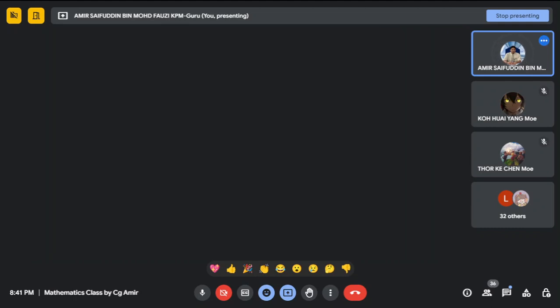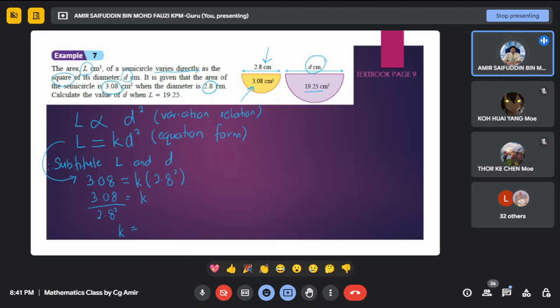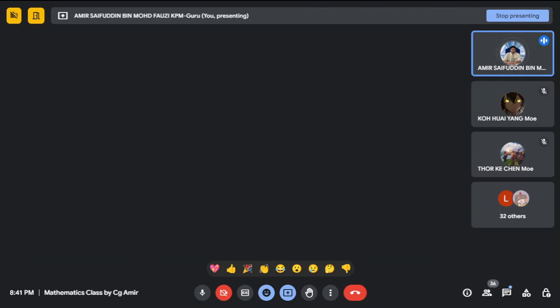The value for K here is 11 over 28. So we have the answer 11 over 28. Between the decimal or fraction, I prefer you use the fraction as the answer. So the value for K now is 11 over 28. So that's the second step.